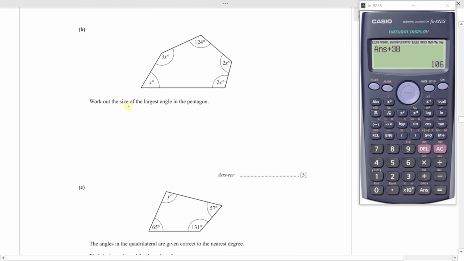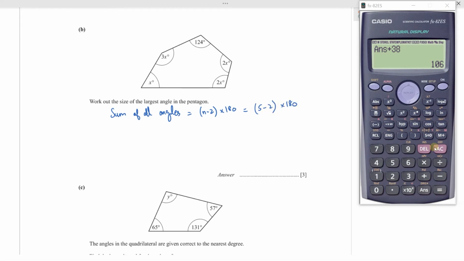Part B is work out the size of the largest angle in the pentagon. So for this, first we need to calculate the value of x. We can use the property of the sum of all interior angles of a pentagon. So let's first calculate the sum. The sum of all angles should be equal to (n minus 2) into 180, where n is the number of sides. So a pentagon has 5 sides. 5 minus 2 into 180, which is 3 times 180. 3 into 180 will be 540.